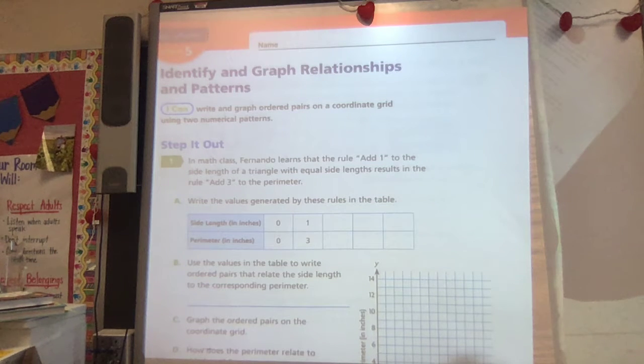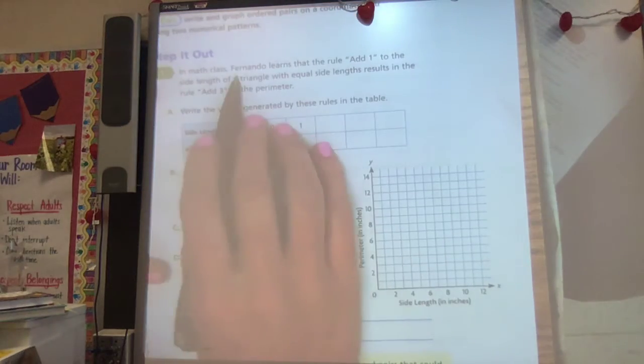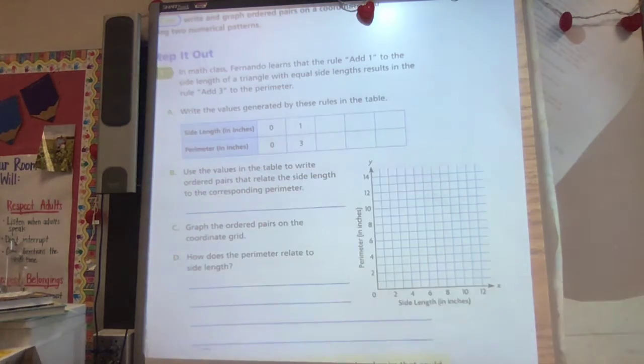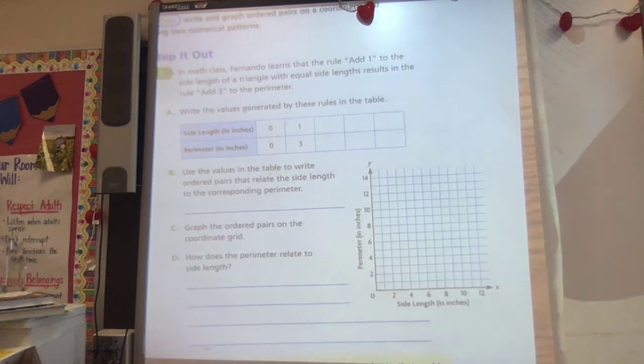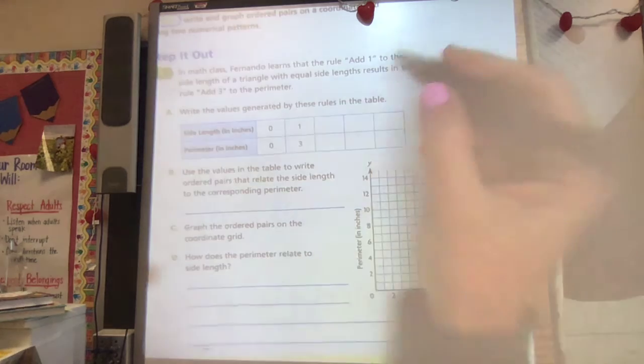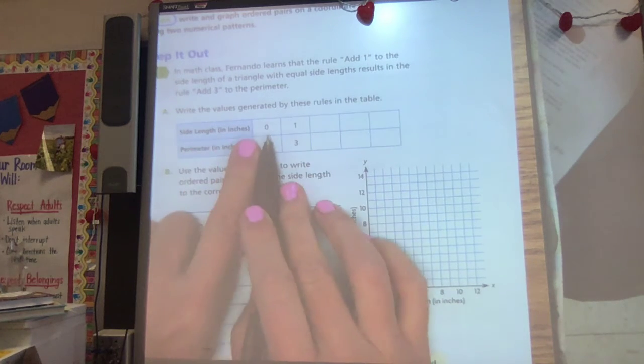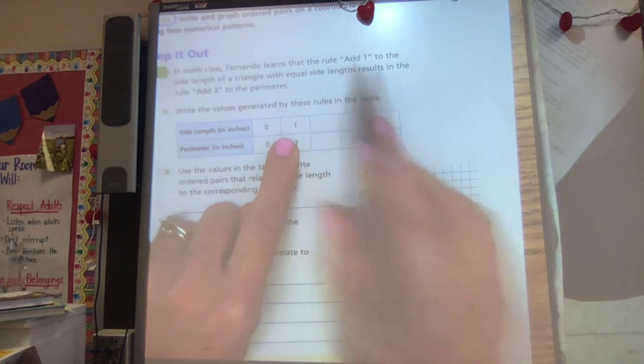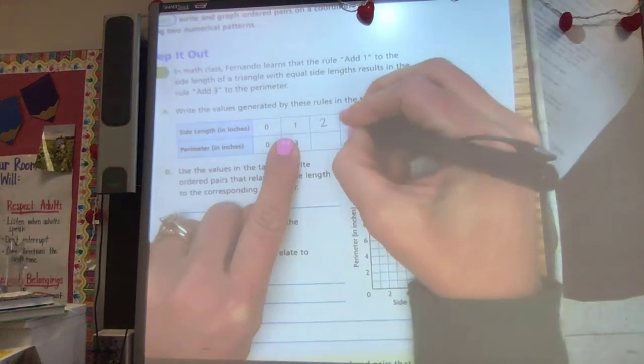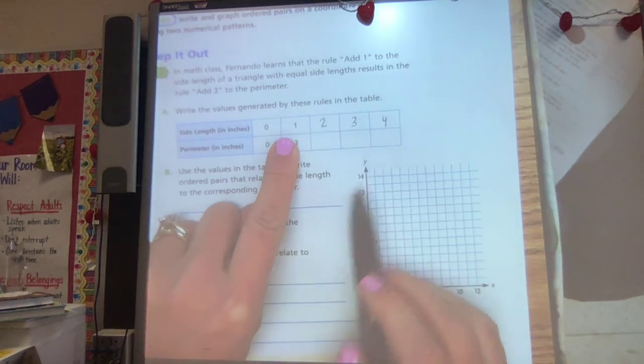Okay, so first one, in math class, Fernando learns that the rule add 1 to the side length of a triangle with equal side lengths results in the rule add 3 to the perimeter. So let's write the values generated by these rules in the table. So we're going to add 1 to the side length. Side length. He was at 0, 1. If the rule is add 1, I know to put 2, 3, 4. I'm adding 1.